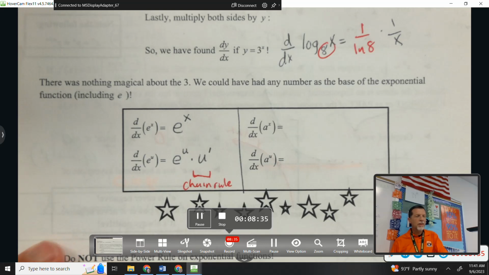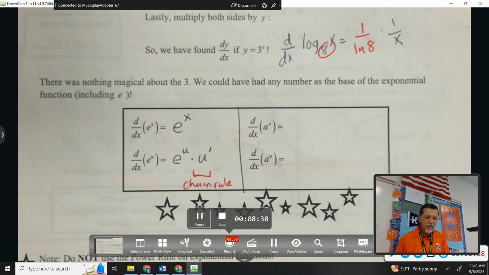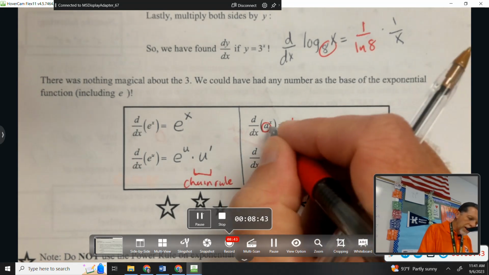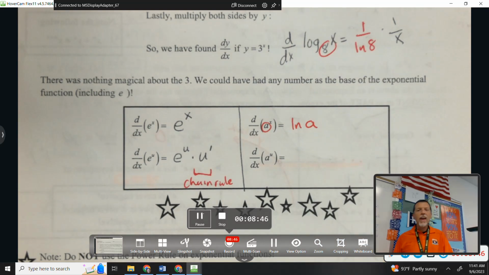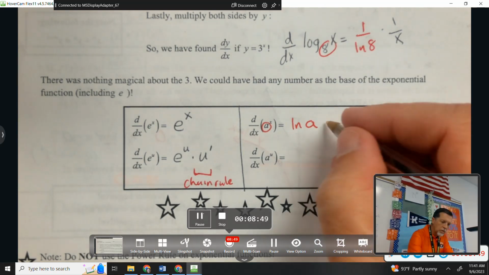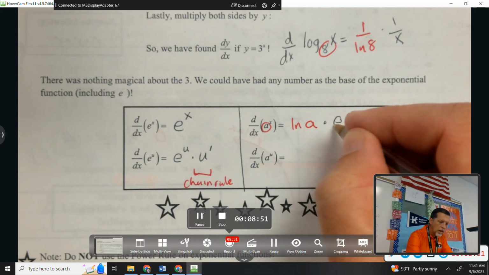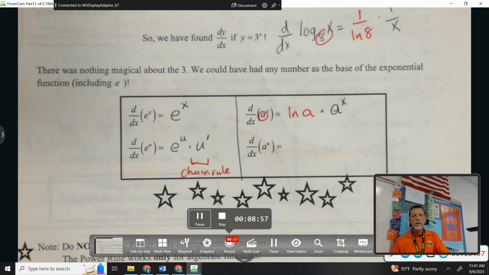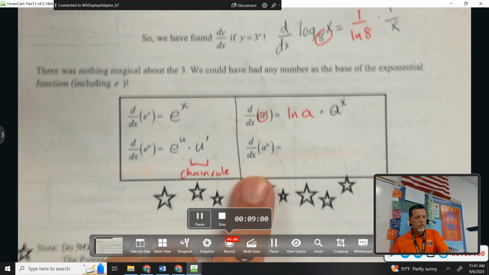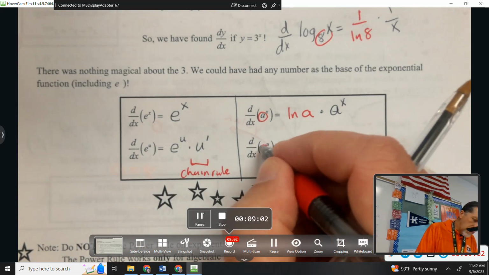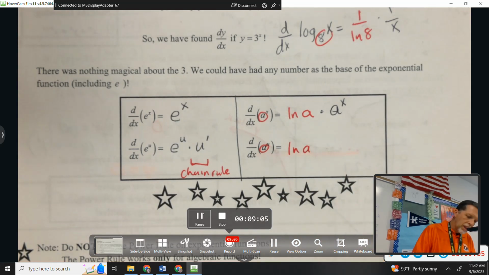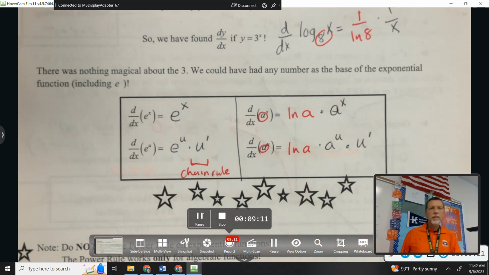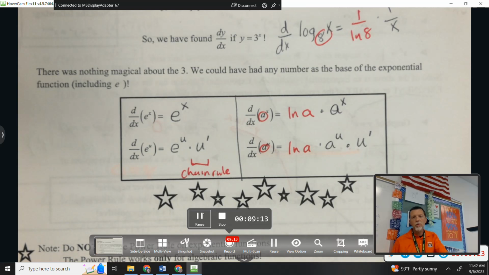Okay, it's similar here, but logs and exponents are inverses. So instead of dividing by natural log of 8, we're going to multiply by natural log of whatever the base is, so natural log of a. But then the rest of the rule is the same, a to the x. And then in the most complicated form, the base isn't e, we need a natural log a times a to the u times u prime. Again, the u prime is just the chain rule part.